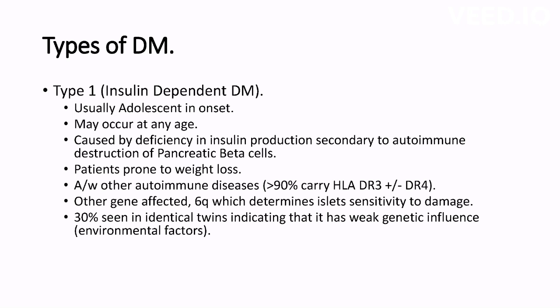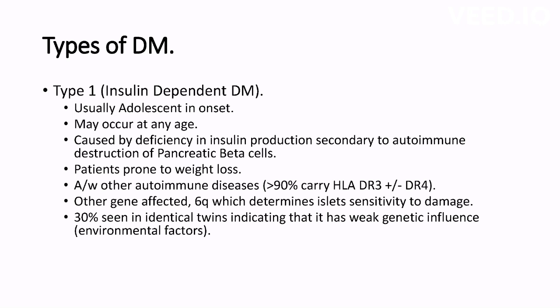The types of diabetes mellitus, there are two. There is type 1 and type 2 diabetes mellitus. Type 1 was also previously known as insulin-dependent diabetes mellitus because in order to treat this kind of patients, the patient needs insulin. Without insulin, there is no improvement.